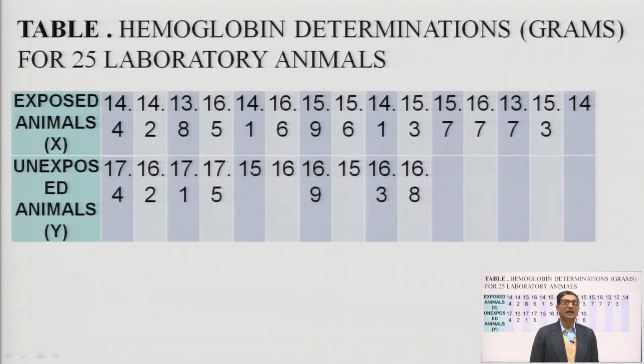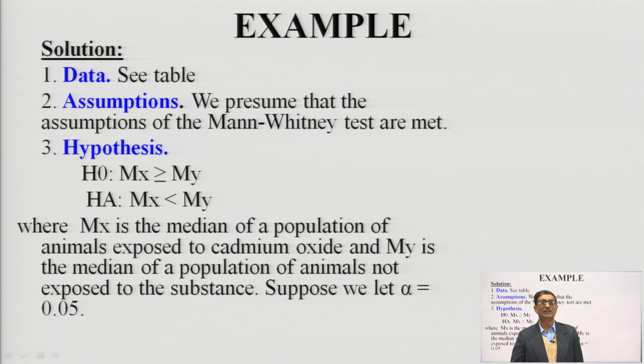In this we have X, animals which are exposed, and Y, the unexposed group, and these are the hemoglobin levels given in this table. To find the solution, first the assumption: we presume that the assumptions of the Mann-Whitney test are met. The null hypothesis is that the median of X group is greater than or equal to the median of Y group, while the alternate hypothesis is that the median of X group is less than the median of Y group.